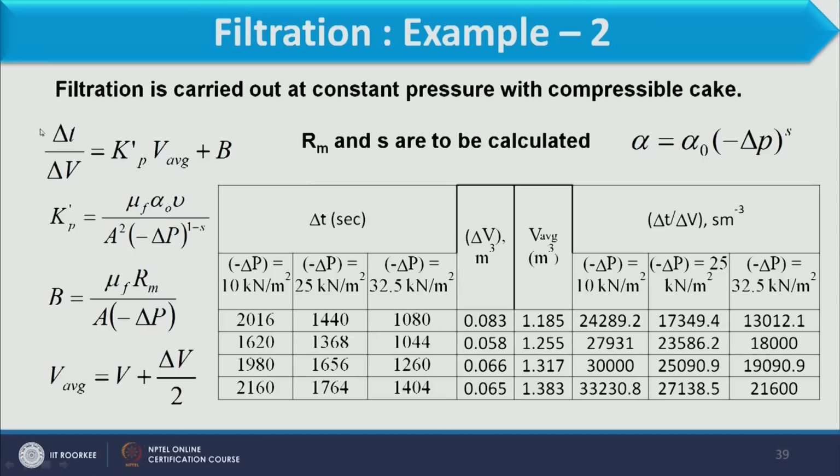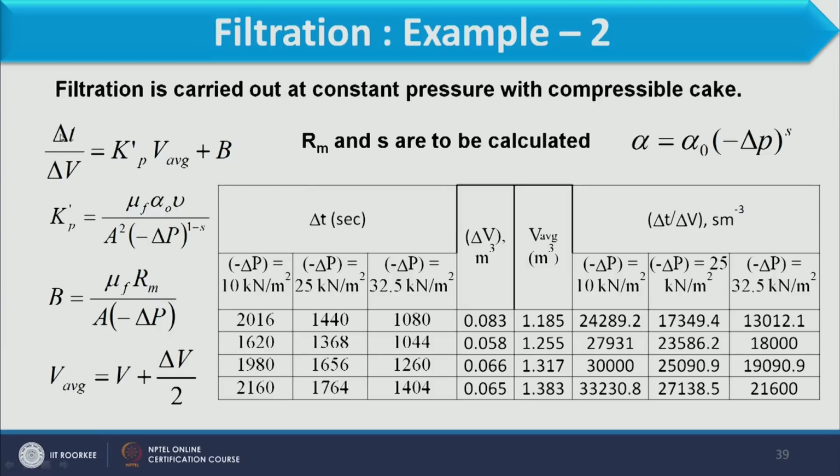So this is the expression for constant pressure and compressible sludge. We have the equation delta T by delta V equal to Kp dash V average plus B. Kp dash we have defined like this, from which we can find the value of S, and the value of RM can be found from the value of B.